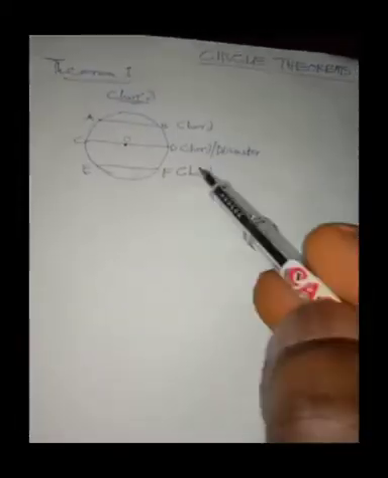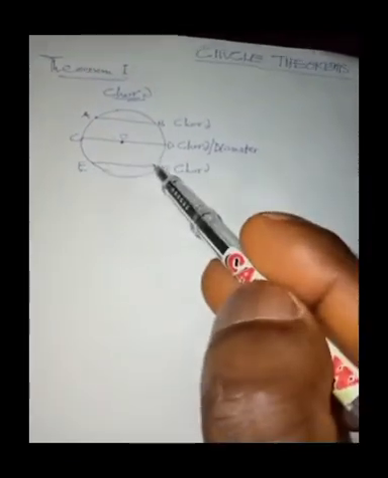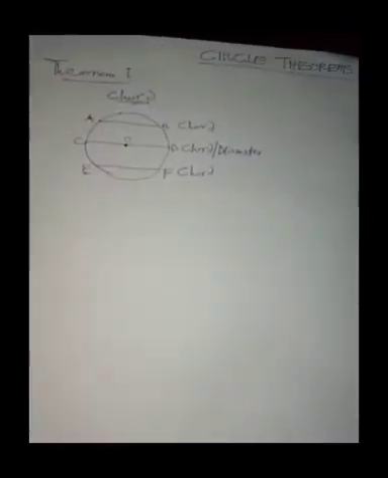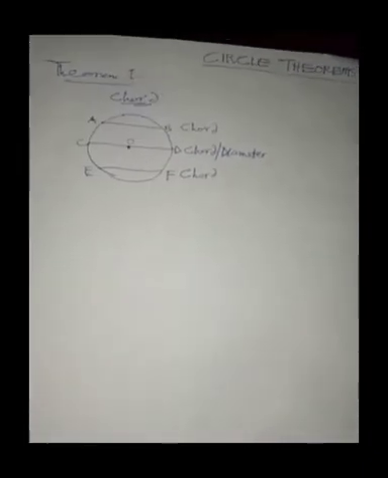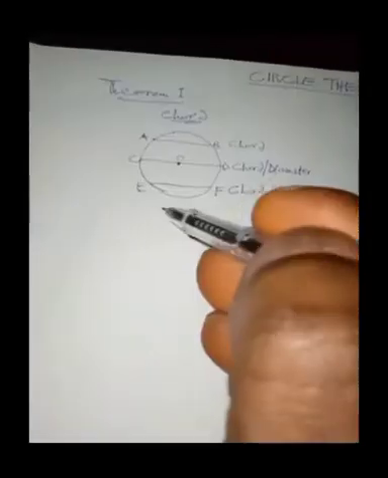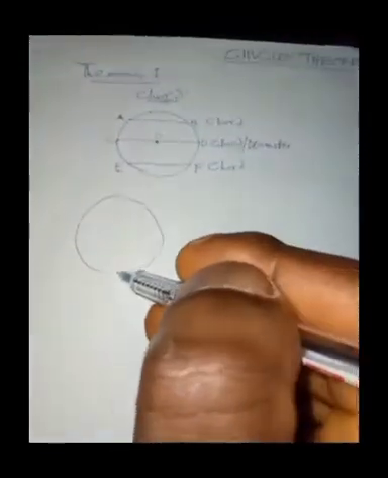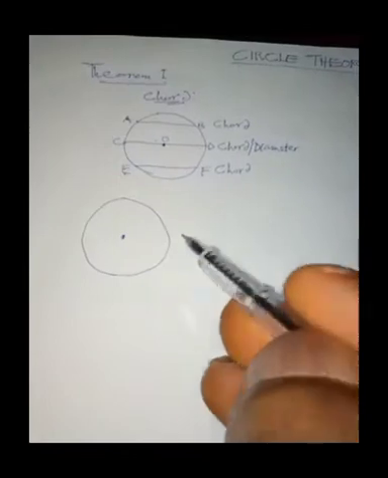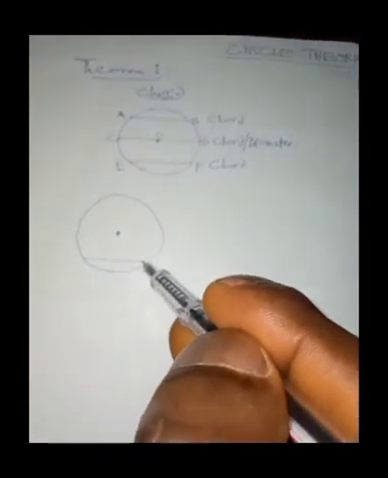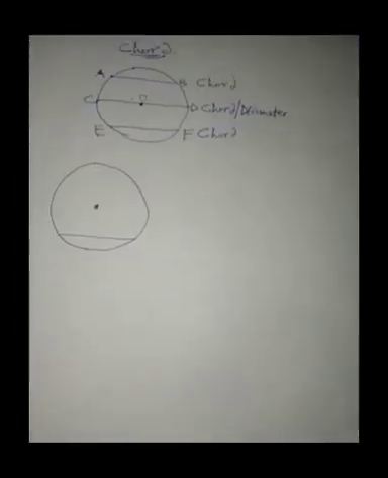So any line that connects two points on the circumference of a circle is a chord. Or a line that divides a circle into two segments, equal or not equal, is also a chord. Now we know what a chord is. Now, the first theorem of circle geometry states that this is a circle, then we have the center of the circle. Let's put another chord here and see what the theorem is all about.